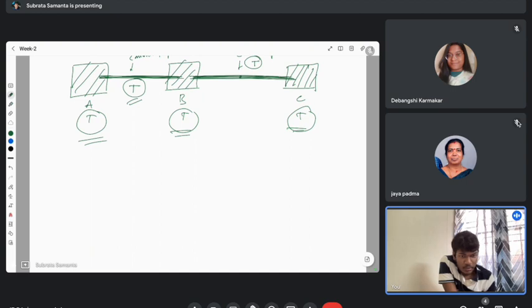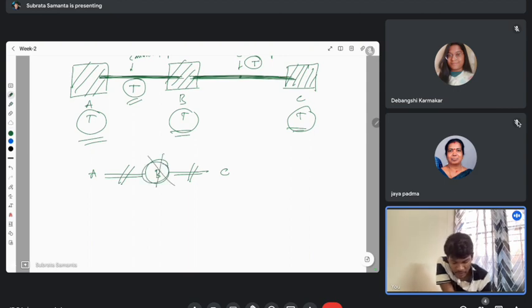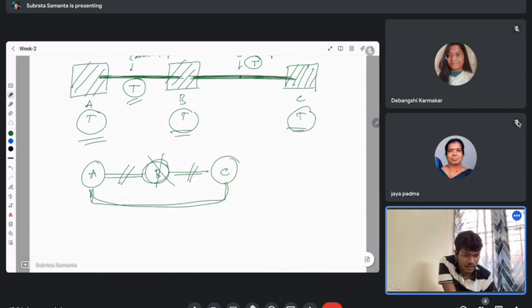You can also ask in the opposite way. Suppose A is not in thermal equilibrium with B, and B is not in thermal equilibrium with C. That does not mean that A and C are not in thermal equilibrium. They may be in thermal equilibrium. So A and B are not in thermal equilibrium, B and C are not in thermal equilibrium. That means the middle one, B, is problematic, because B is in thermal equilibrium with neither A nor C. But A and C may or may not be in thermal equilibrium. The conclusion is that they may be in thermal equilibrium.